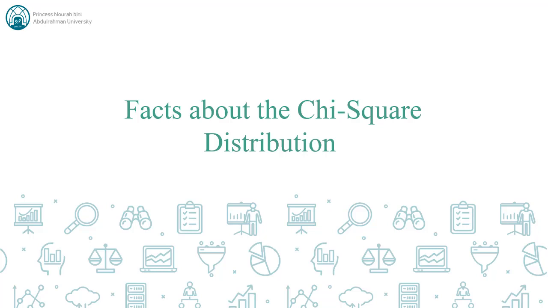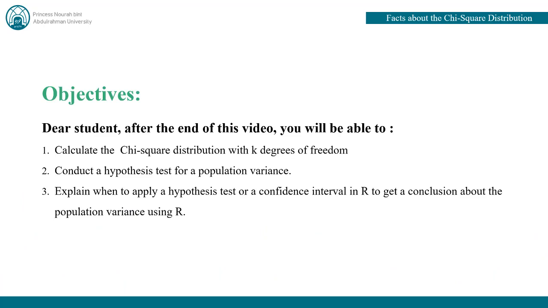Facts about the chi-square distribution. Objectives. Dear student, after the end of this video, you will be able to calculate the chi-square distribution with k degrees of freedom, conduct a hypothesis test for population variance, and explain when to apply a hypothesis test or confidence interval in R to get a conclusion about the population variance using R.